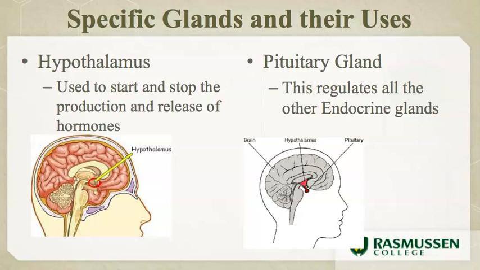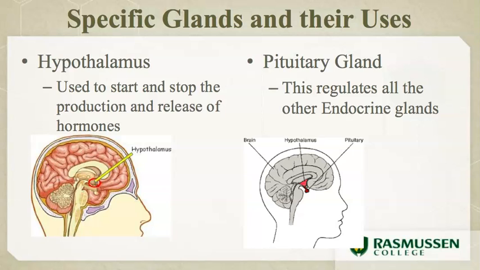It is the connection between the endocrine and the nervous system, and the main function of the hypothalamus is to start and stop the production and the release of hormones throughout the body. The hypothalamus will produce two specific hormones: the antidiuretic hormone, or ADH, which is responsible for increasing water absorption, and oxytocin, which plays a role in childbirth.